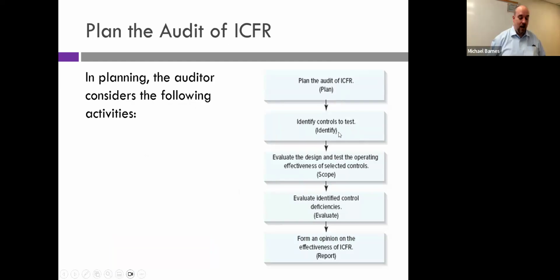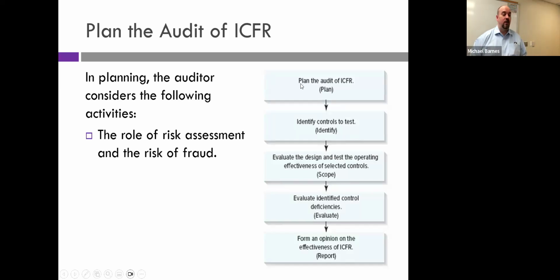We're going to go through each of these steps and talk a little bit about what they entail. The first item is: how do we plan the audit? We're talking about the planning of the audit of ICOFR, and it involves the following activities. First, the role of risk assessment and the risk of fraud. Remember, we talked about evaluating what we believe the risks are, and fraud is one of those categories, the risk of intentional manipulation. Why include this analysis? Well, controls are effectively responses to risk. In order to understand the nature of controls, we have to understand the nature of the risks present in an organization.